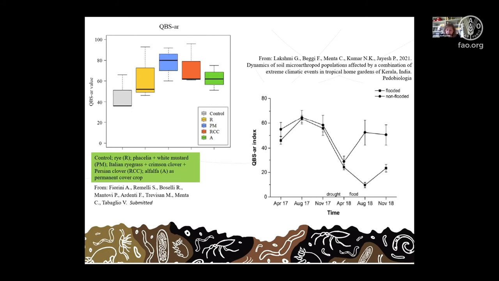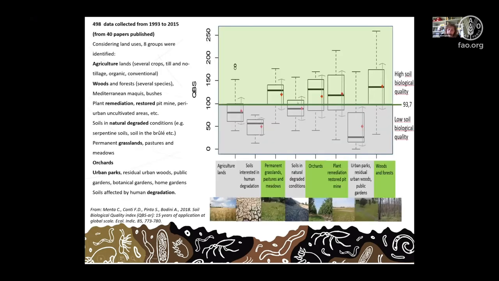In the first graph, different cover crops, alone or in combination, were applied, and the results show differences in terms of soil arthropod community and in particular QBSR. But in the other graph, you can see the restoration phase after a catastrophic event. And the QBSR index highlights evident differences between flooded and not flooded areas. This is a study that we conducted in India.